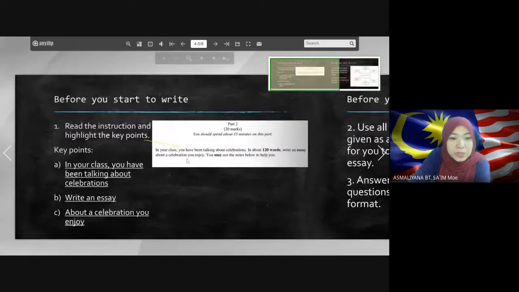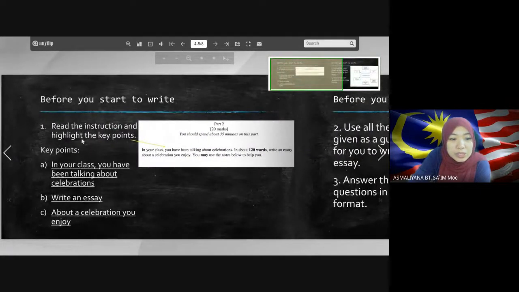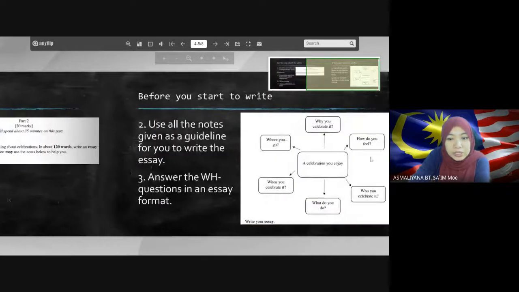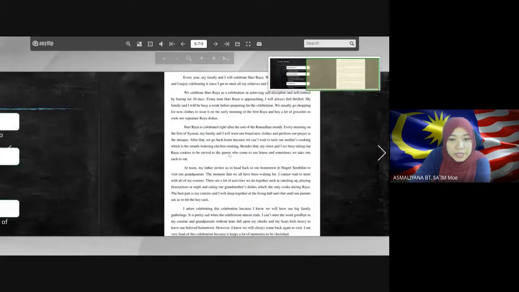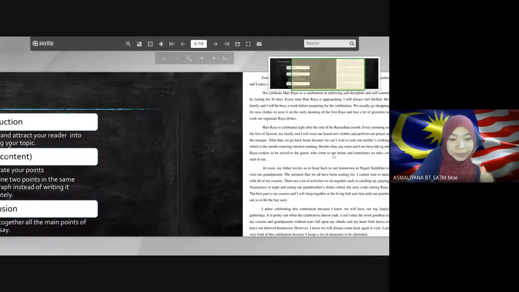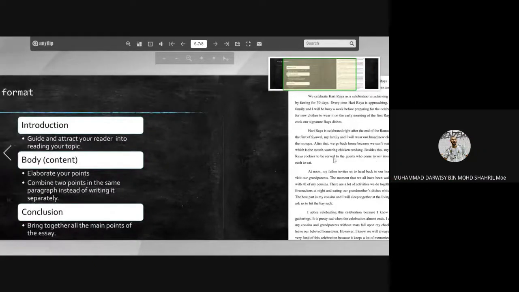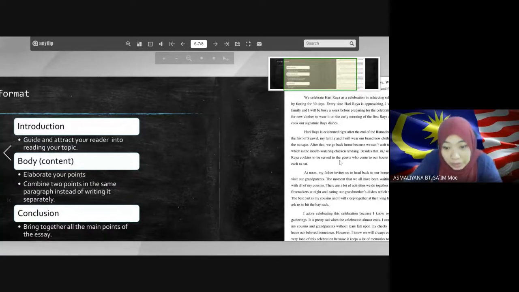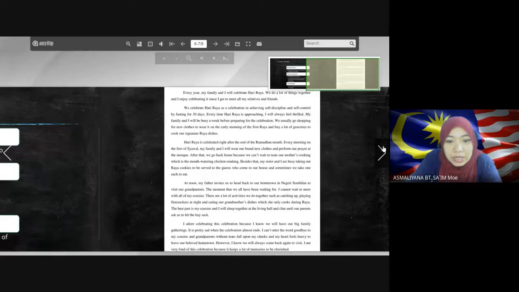Alright, now this one. Before you start to write, read the instructions and highlight the key. Ni baca dan kena tahu ni, the key is you've been talking about celebrations. Okay, write an essay. Okay, key point in your class, you have been talking about celebration, write an essay about a celebration you enjoy. So, bila you jawab soalan-soalan ni, you are going to get this. Okay, faham tak? Do you understand how the question will look like? Understand. Yes. Dia akan nampak macam tu. Okay, dalam bentuk peterminda. What you need to do? You need to transfer it into writing like this. Okay, ada soalan?